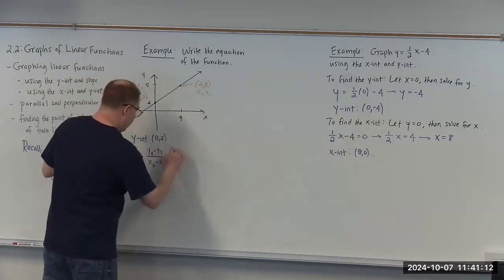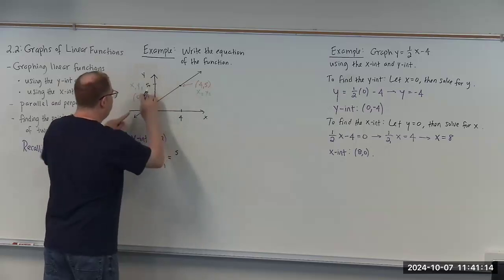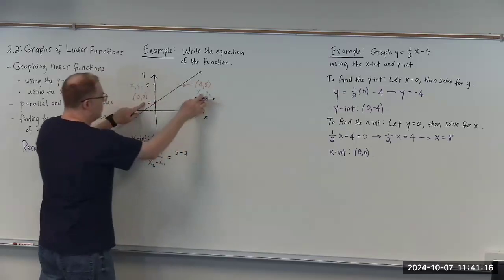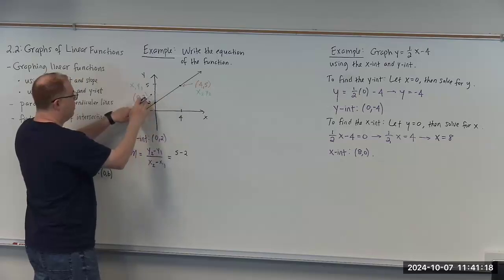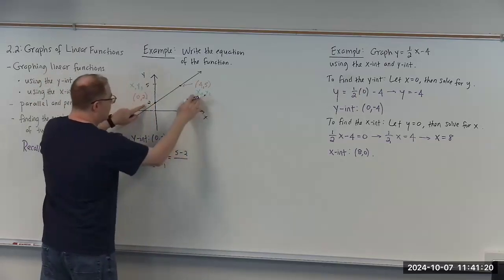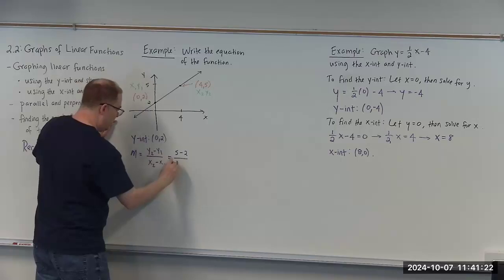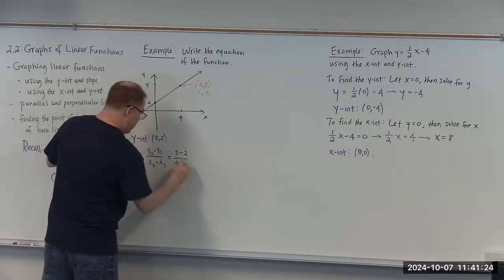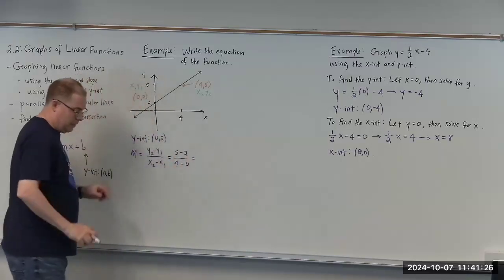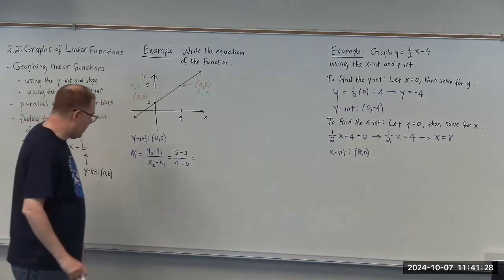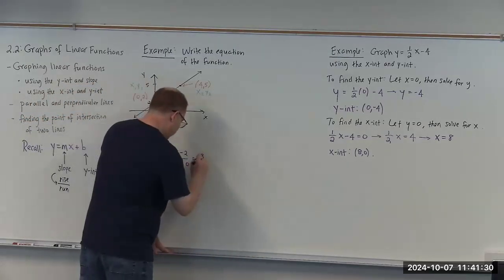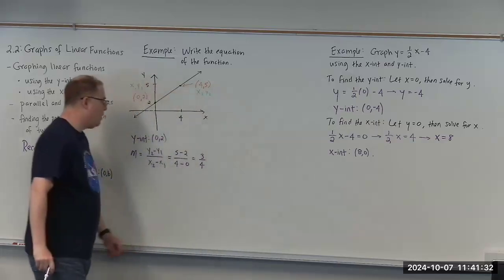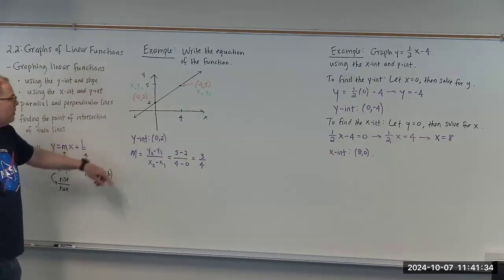So we have y2, which is 5, minus y1, which is 2, divided by x2, which is 4, minus x1, which is 0. So we're going to end up getting 5 minus 2, which is 3, all divided by 4. So that's our slope.